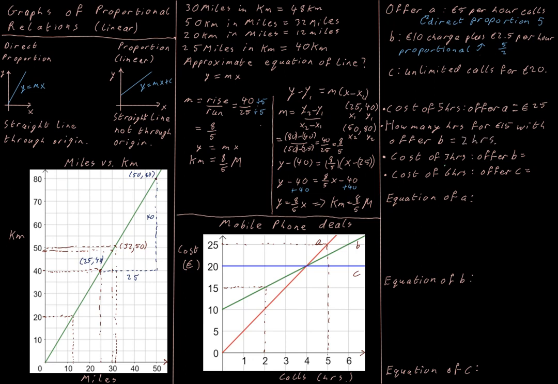The cost of 3 hours on offer B. So we're going up to the green line from 3 hours, and this time we don't go up nicely. We have basically gone halfway up, so that would be about €17.50 or €18. And the cost of 6 hours on offer C. We go up to the blue line for C, and it doesn't really matter where we go to, because that's always going to be €20.